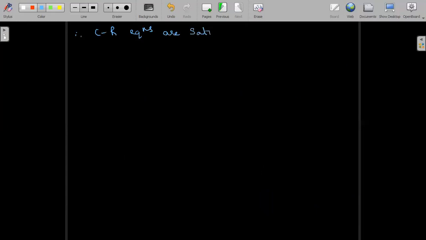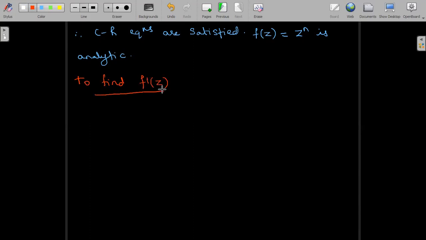CR equations are satisfied, which implies f of z is equal to z power n is analytic. Now our next aim is to find f dash of z. Once we have proved the given function f of z is analytic, we have to obtain the derivative f dash of z.